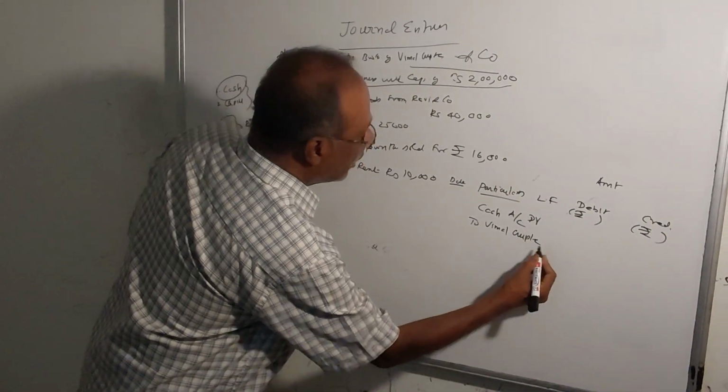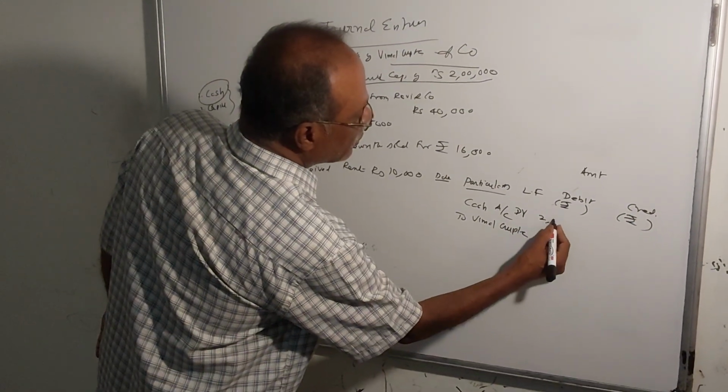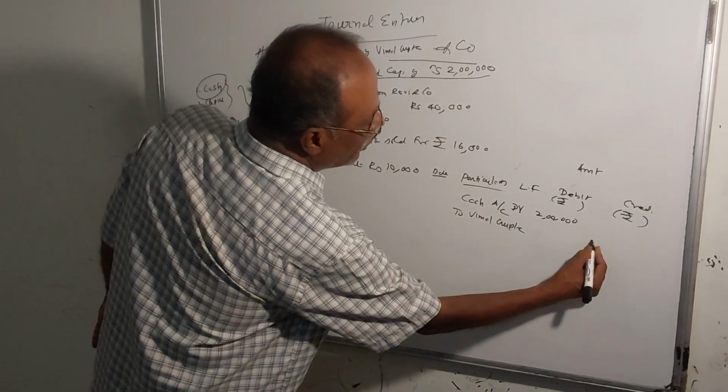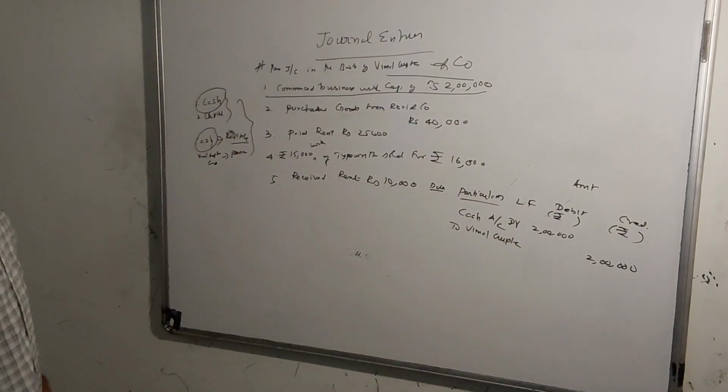Okay? How much? Amount is how much? 2 lakhs. So 2 followed by 5 zeros. Okay. Next one, sir is teaching.